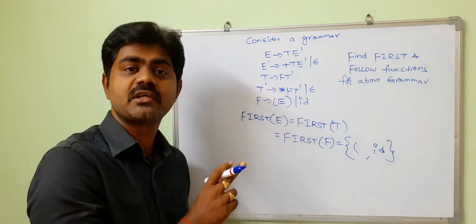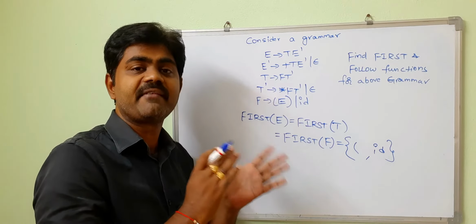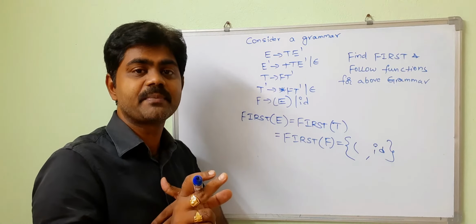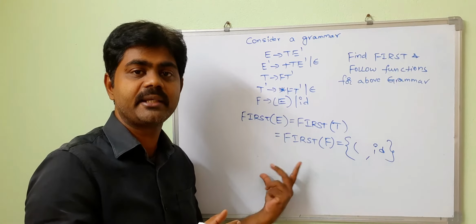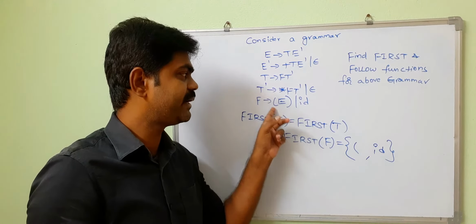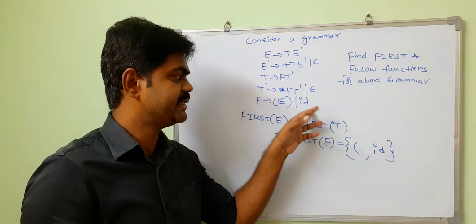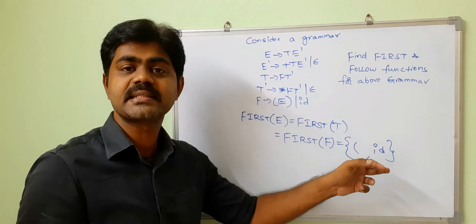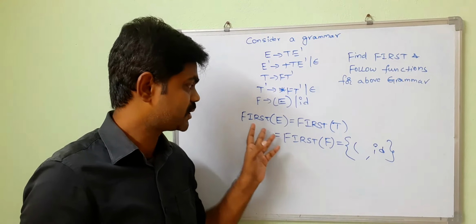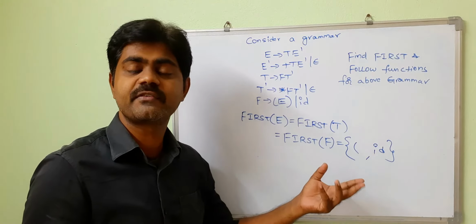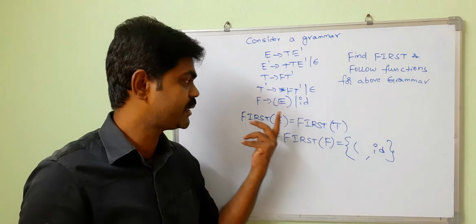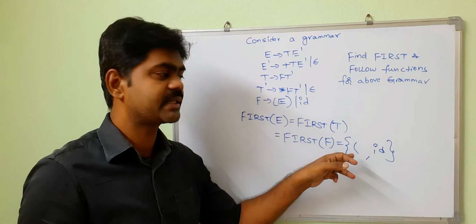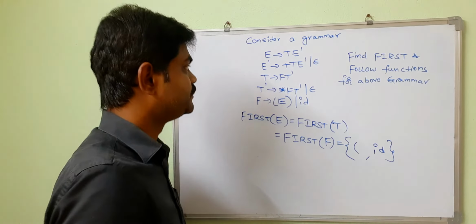You understood? So first of E, we have a non-terminal capital T, so we jumped on to capital T. In the capital T production we have capital F, so we jumped on to capital F. There we have an open parenthesis and we have ID. So first of E equals first of T equals first of F equals open parenthesis comma ID. So no need to find out first of T and first of F another time. Why? Because we already found first of E equals T equals F. All three values are open parenthesis and ID.